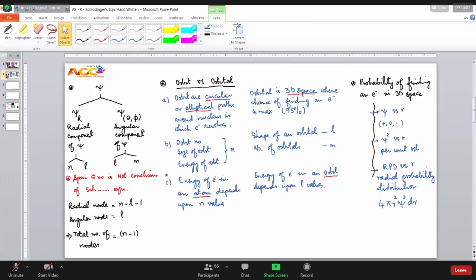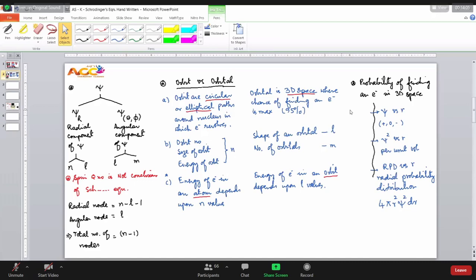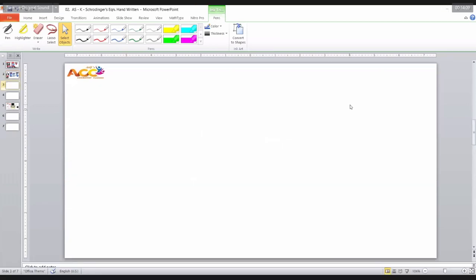Now, let us try to combine the discussion of Schrodinger with orbitals. For that purpose, let us see how to proceed. This is very, very important. I am concluding now, I am completing the chapter now. Maybe today or tomorrow it will be over.